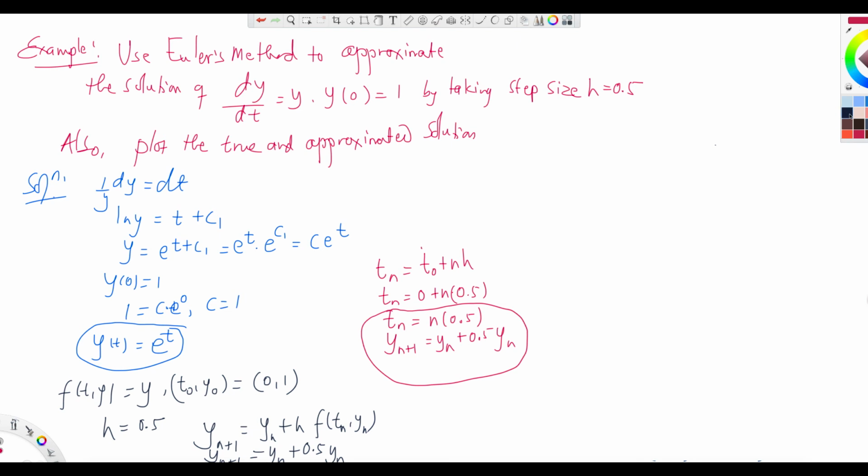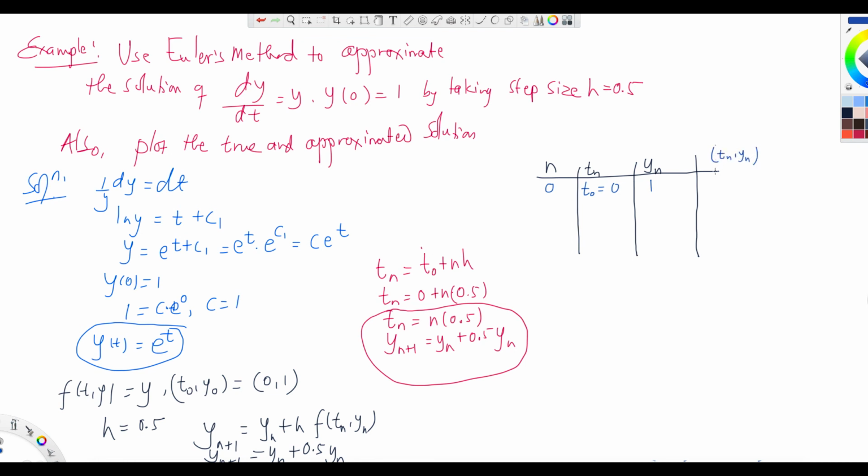Okay, let us create a table for that, with 3 columns. This is n, I will write tn here, and this will be yn. First of all, let's take n equals 0. When n is 0, you will have t0, right? What is the value of t0? t0 we got is 0, and when n is 0, it will be y0. So y0 is 1. This is what we got. So what is the point?